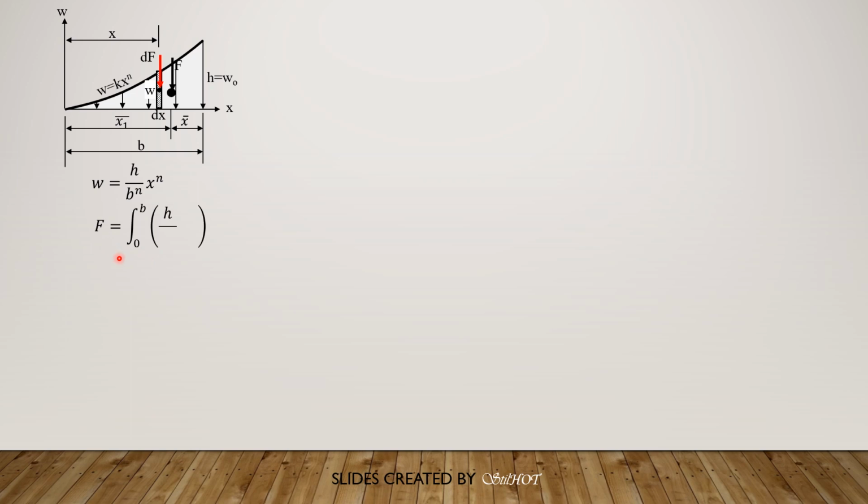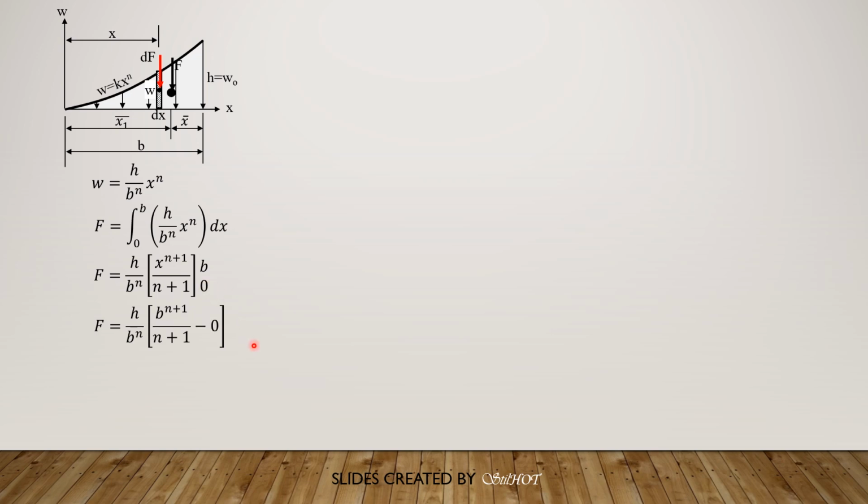So force therefore equals integral from 0 to b of k x to the n dx, or this expression here where k is h over b to the n dx. So h over b to the n is constant, so we can easily evaluate the integral of x to the n dx. It is x to the n plus 1 over n plus 1. So h over b to the n, x to the n plus 1 over n plus 1 from 0 to b. Substituting the value of b, so h over b to the n, then b to the n plus 1 over n plus 1 minus 0.